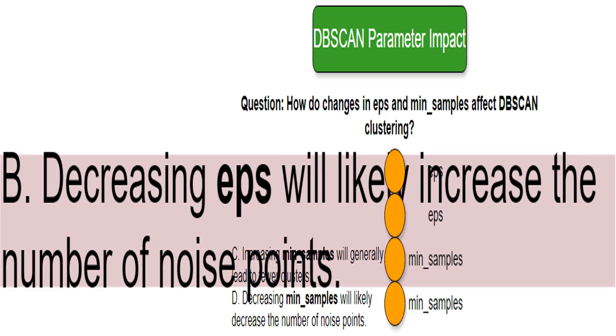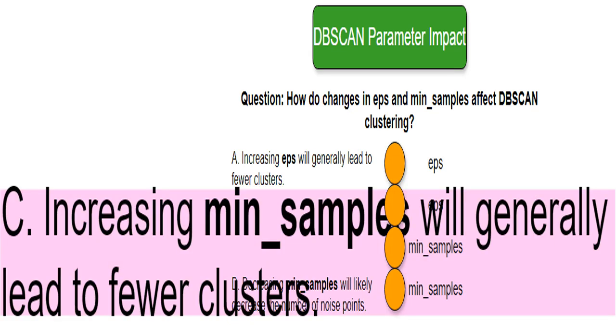A smaller EPS shrinks the search radius. Fewer points will be considered neighbors. This makes it harder to satisfy the density condition, leading to more points not being part of any cluster, resulting in more noise points. I find this one to be true as well.